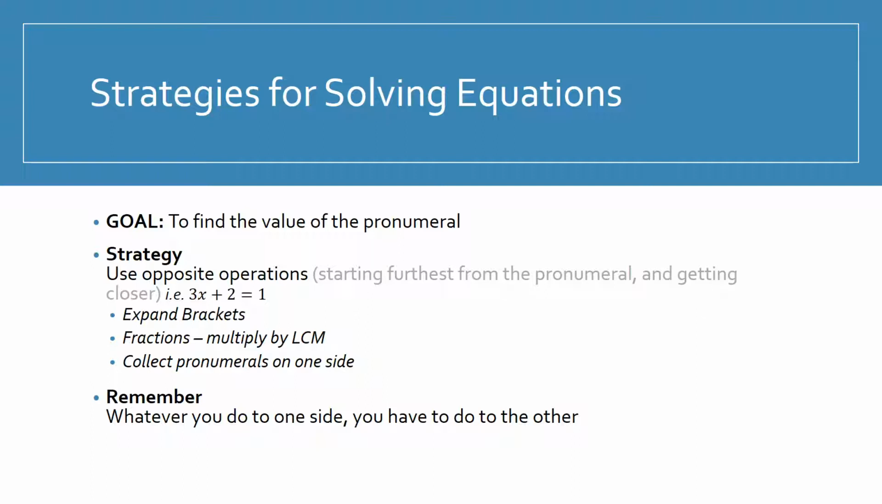First of all is our goal. Now, we want to find the value of our pronumeral, say x. We want to finally get through a range of steps down to x equals something. We want to make sure our x is on the left-hand side, not the right-hand side. If it's on the other side, we just want to swap it over and swap the other value as well.